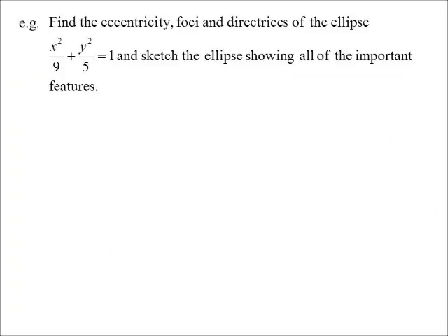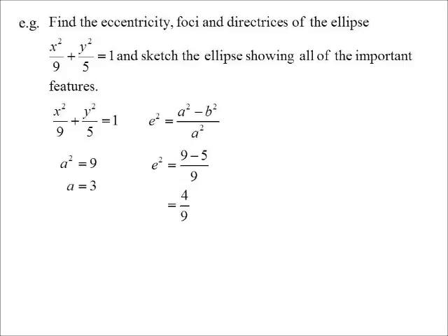Alright, let's find all those basic things then. X squared on 9, plus y squared on 5 is 1. We're going to sketch it to show all the important bits and pieces of this ellipse. Looking at it, I go, right, a squared's bigger than b squared, so it's a squared I'm interested in. We don't worry about plus or minus, we're just looking at the magnitude for this. So a is 3, so I can work out my eccentricity. A squared minus b squared over a squared gives me 4/9.